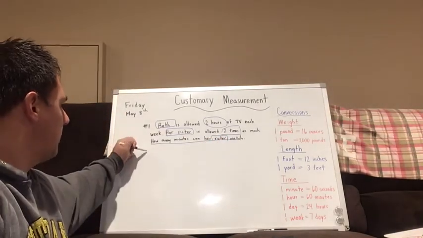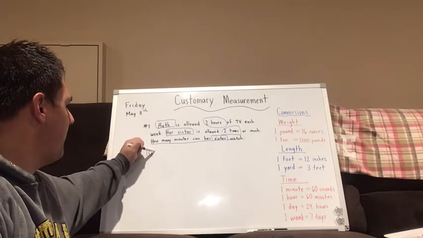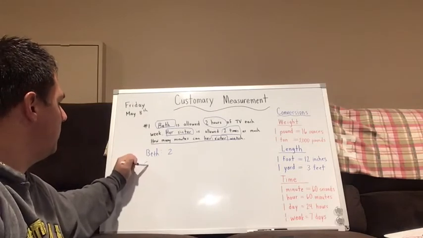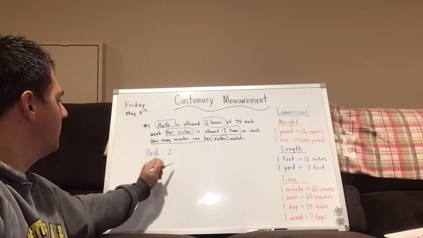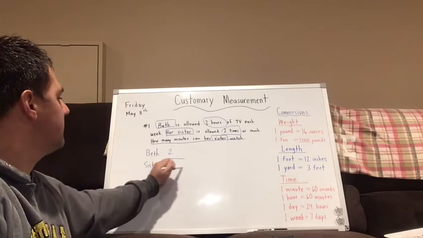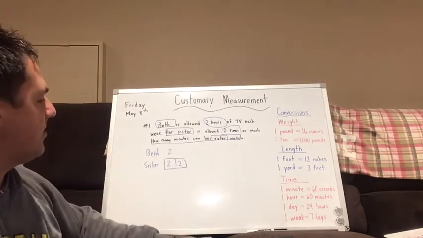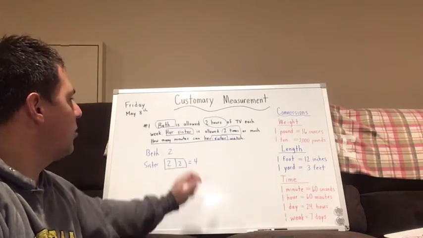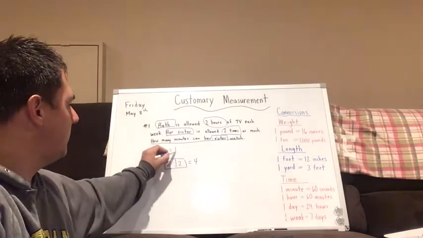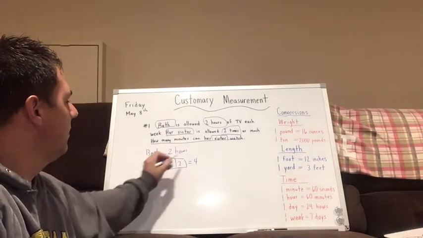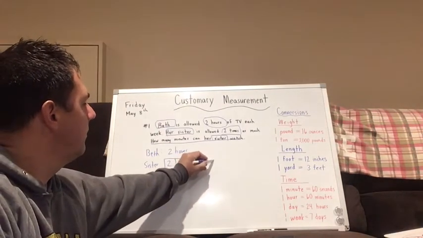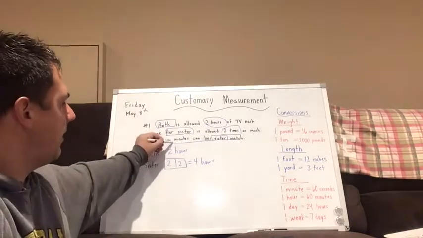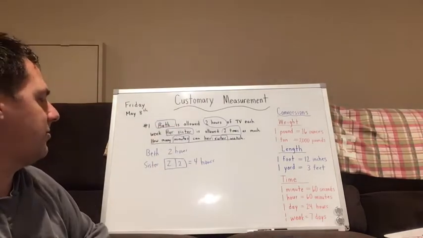So I'm going to start by organizing my data. So I know Beth is 2. I know the sister is 2 times. So I'm going to draw 2 boxes and put a 2 inside just to show 2 times. I know obviously 2 times 2 is 4. So what this means is Beth is allowed 2 hours of TV. Her sister is allowed 4 hours of TV. But going back to the question, we're trying to figure out how many minutes her sister can watch.